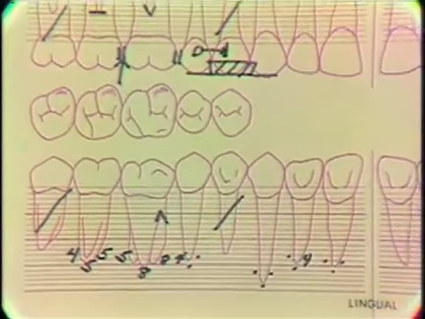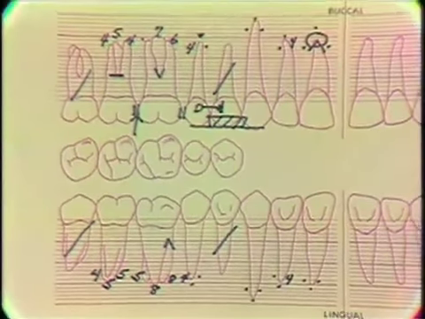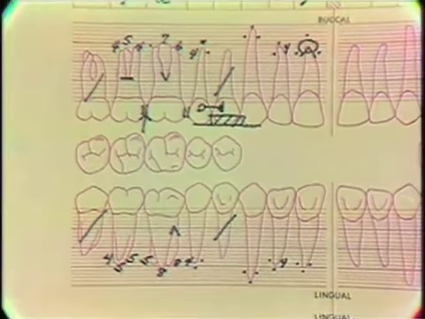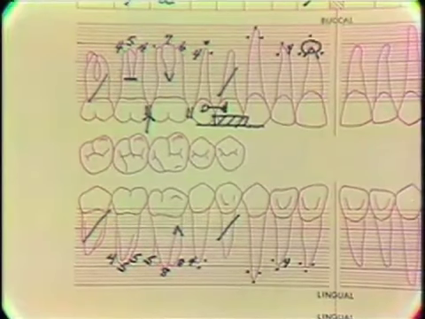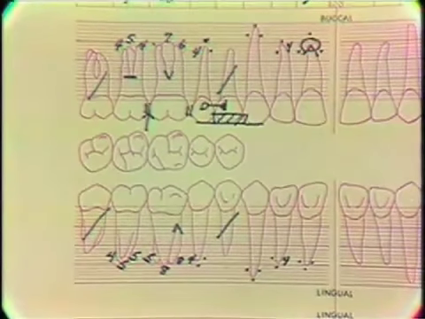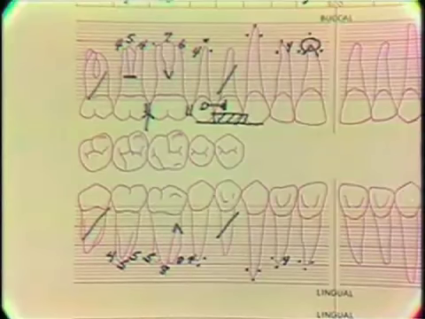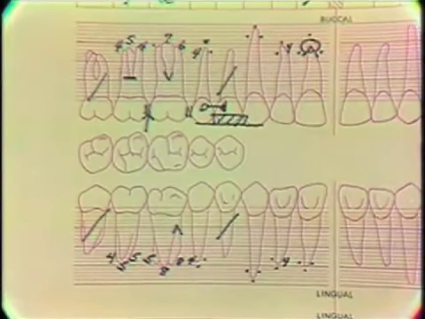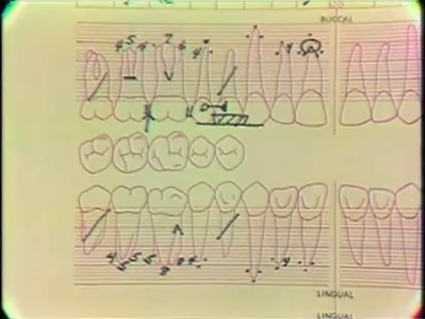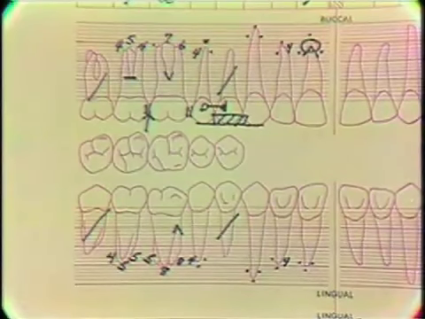Once the recording of the pocket depth has been accomplished, I would then proceed to record the level of the free gingival margin in relationship to the cementum enamel junction on those teeth with pockets or those teeth with gingival recession. And the teeth that would qualify in that category would be any tooth that has a gingival margin apical to the cementum enamel junction.